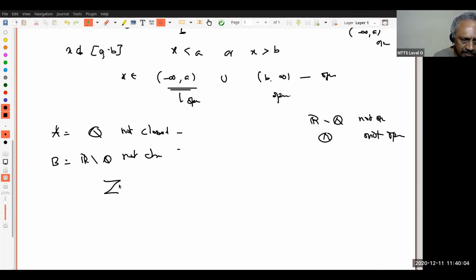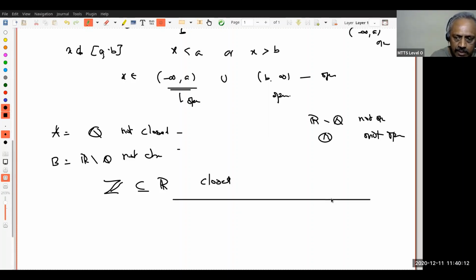Suppose we look at the set of integers as a subset of R. How many of you see it's closed? See, these are the kind of things where you should learn to look at pictures and develop intuition. This is 0, this is 1, this is 2, etc. Minus 1, minus 2, etc. I want to know whether it's closed. What is the complement? The complement is going to be this kind of open intervals. You see that?